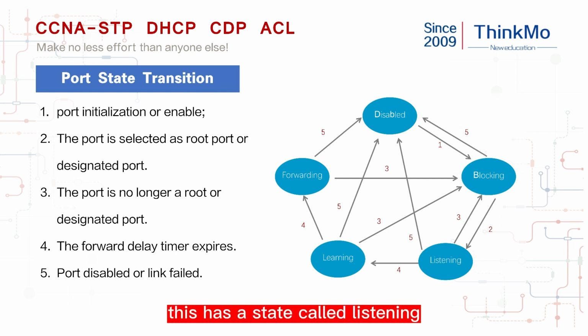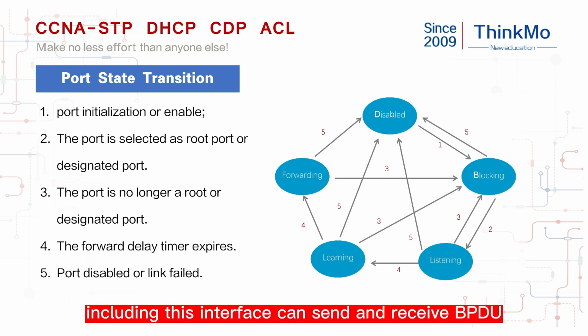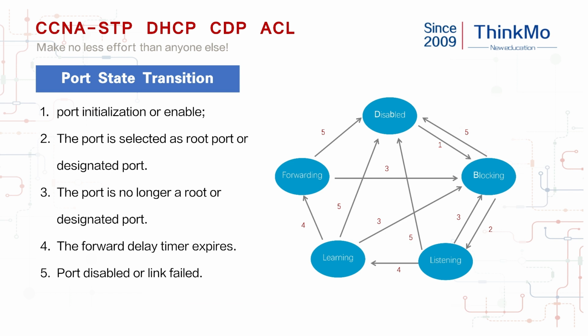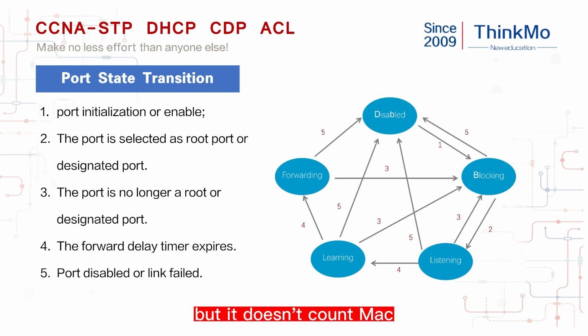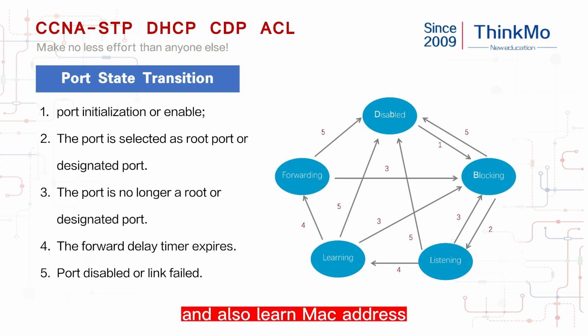Next is a state called listening. It is characterized by the fact that it will not learn the MAC address, but it will start the calculation of STP, including that this interface can send and receive BPDU. That is, the blocking interface only receives, but won't send. Listening can receive and send BPDU messages, but it doesn't learn MAC. Then learning: it receives and sends BPDU messages, and also learns MAC addresses and builds the MAC address table.